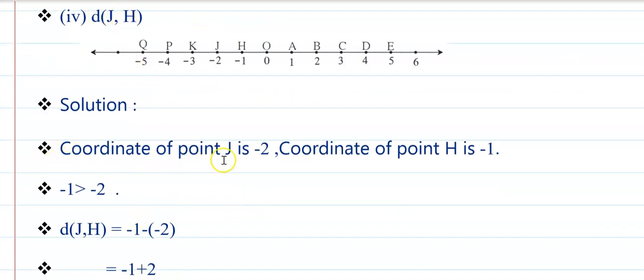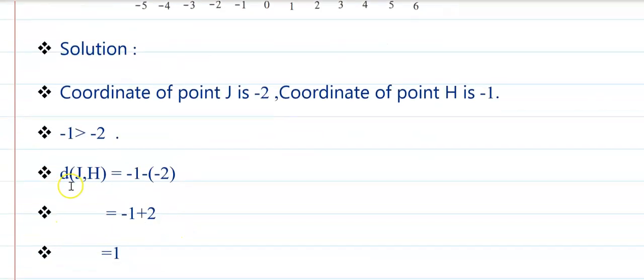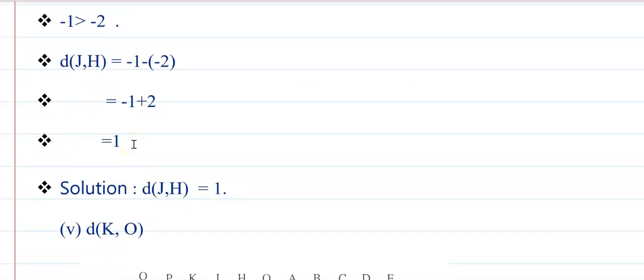The coordinate of the point J denotes minus 2 and H denotes minus 1. Now minus 1 is greater than minus 2. Therefore the distance JH is equal to minus 1 minus in bracket minus 2. Again this minus minus will become plus. Minus 1 plus 2 is equal to 1. And therefore the solution distance JH is equal to 1.